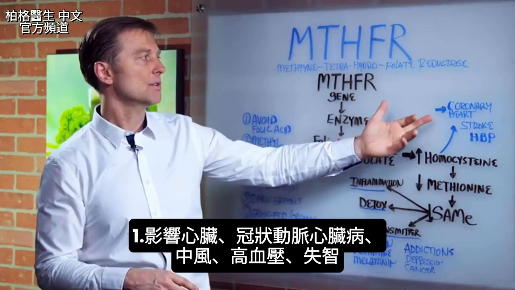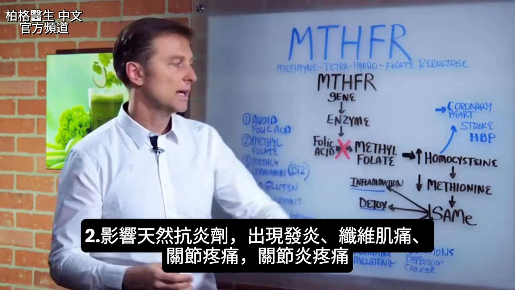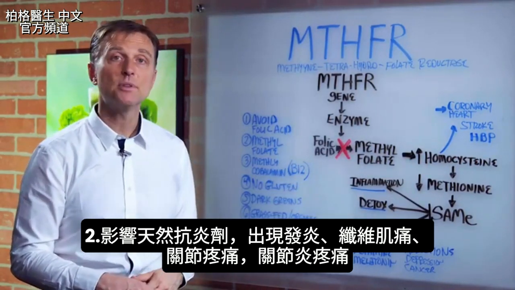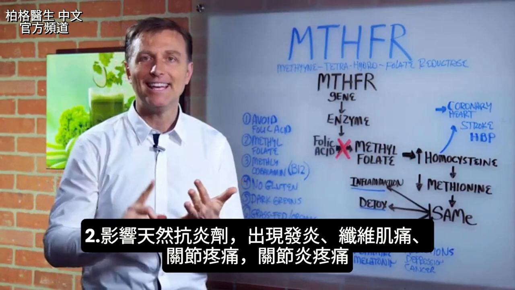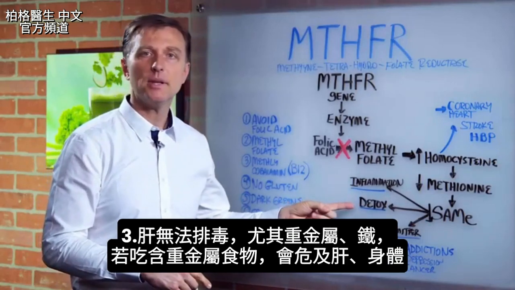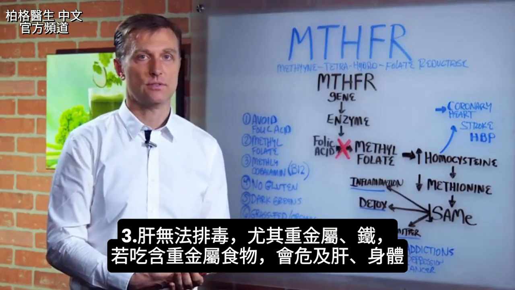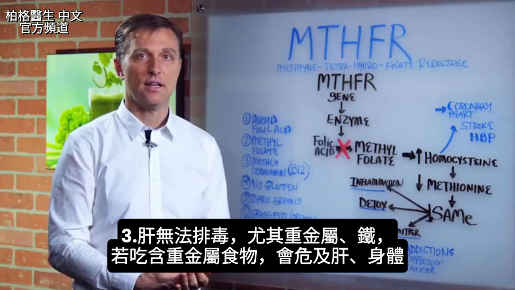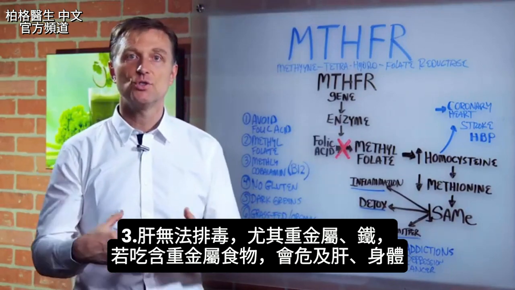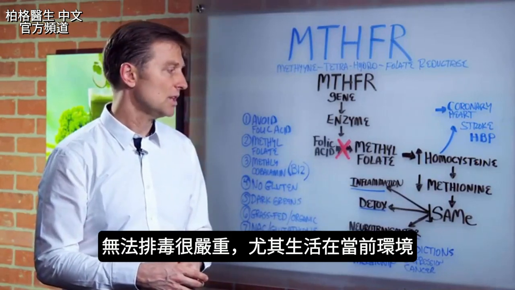Number one, it can affect your heart: coronary heart disease, stroke, high blood pressure, dementia, okay? It also affects the natural anti-inflammatories. So you end up with inflammation, fibromyalgia, achy joints, arthritic type pains, okay? You also have the inability to detoxify in your liver, especially heavy metals, especially iron. So if you consume foods that have heavy metals, it can be very dangerous to your liver and your body because you lost that function. Very important, especially living in this environment.